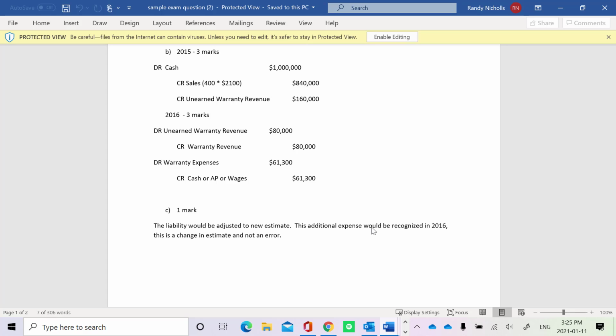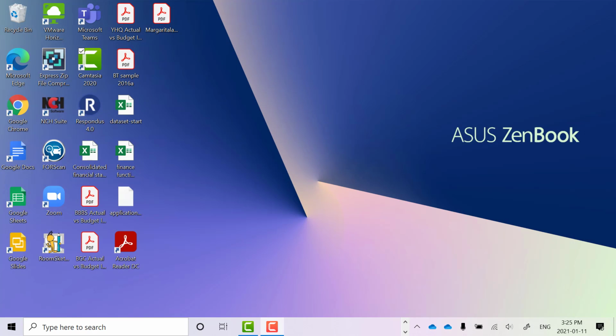And in part C, it says, what if the estimate's wrong? And again, just a few words. Watch on an exam if you get a question like this. If it's worth 1 mark, it's not a paragraph. It's a sentence, maybe 2. So in this case, what if the liability's wrong? As soon as we know it's wrong, we'll fix it. And we'll record any additional expense or reduce our expense at the time we realize it's wrong. Okay?